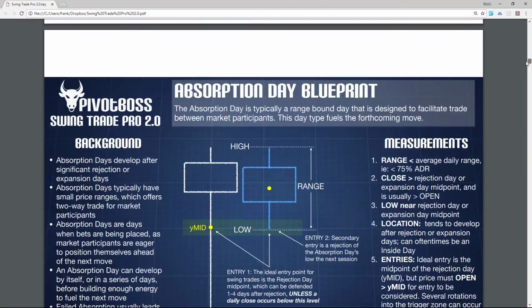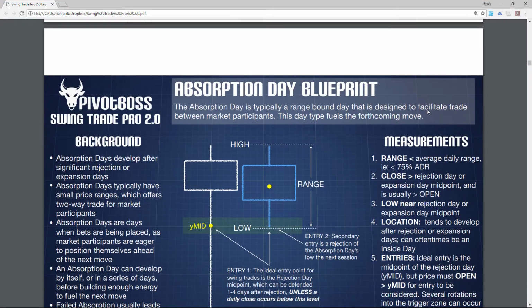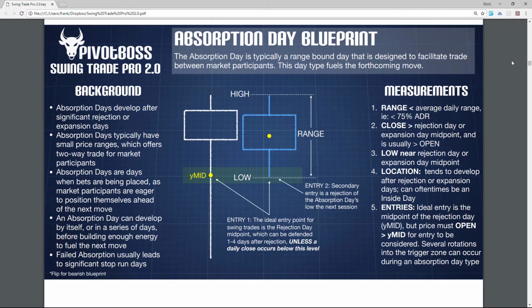Let's talk about the absorption day. The absorption day is a day that would come after a rejection day. So you saw when resorts had a major rejection day, the next day has a high probability of being some sort of absorption day. Now the absorption day is typically a range-bound day that is designed to facilitate trade between market participants. This day type fuels the forthcoming move.